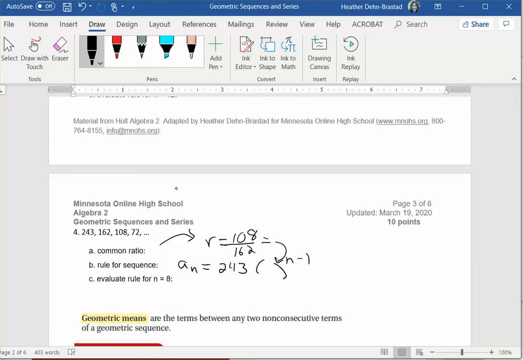And then for C, we want a sub 8. We're going to use the same formula. r will be whatever you got from before. And then for the power, instead of n minus 1, you'll have 8 minus 1, so that'll be to the 7th power. And then you'll calculate this part first on your calculator, and then multiply that by 243 to get your answer. And this will be a decimal number, 108 divided by 162, so that's fine to use for r.